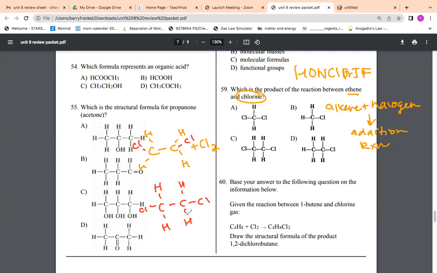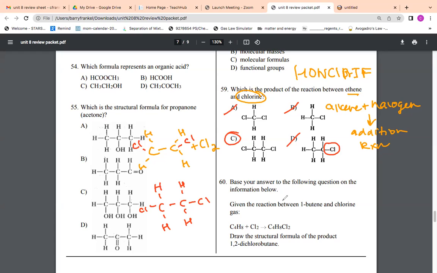But it's not going to be A, not going to be B. Those don't have enough carbons. It's between C and D. When you add halogens to a double bond, you're going to add both of the halogens. So it's going to be choice C. In choice D, they only added 1 chlorine. That doesn't make any sense. Where did the hydrogen come from?